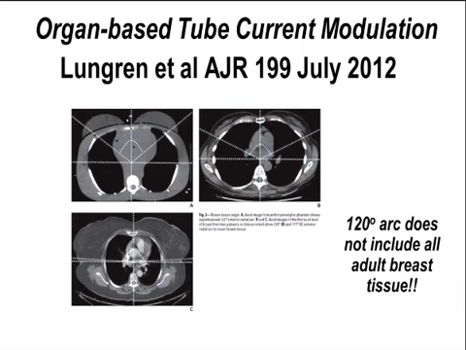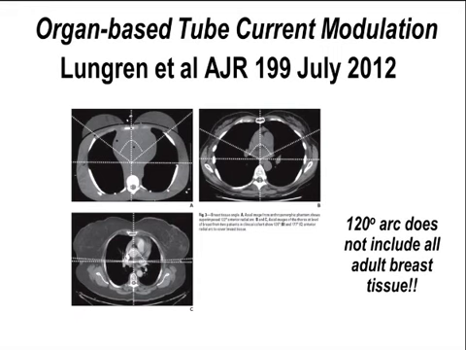120 degrees does not incorporate all the breast tissue. This was an article that came out a few months ago that a colleague at Duke did. You can see the phantom dose here with the organ-based 120 degrees on, and that's nice because these are phantom breasts within that, but these are actual breast tissue. In order to get all the breast tissue, you almost have to have 180 degrees.